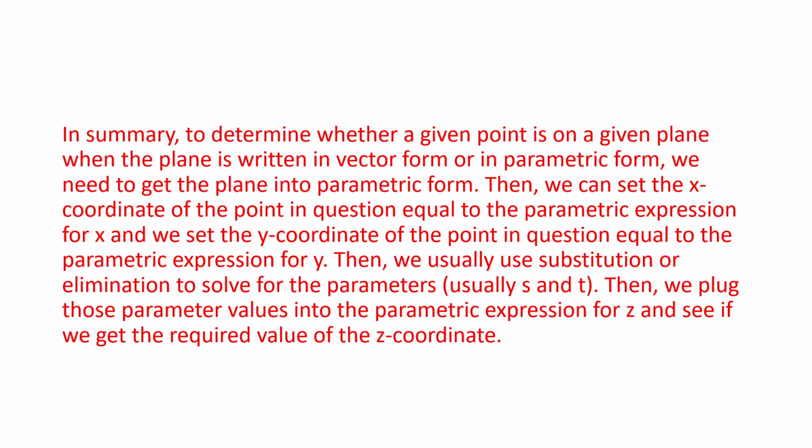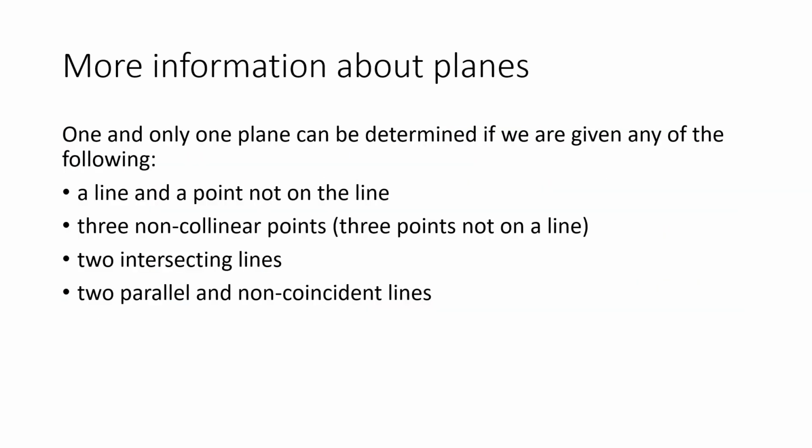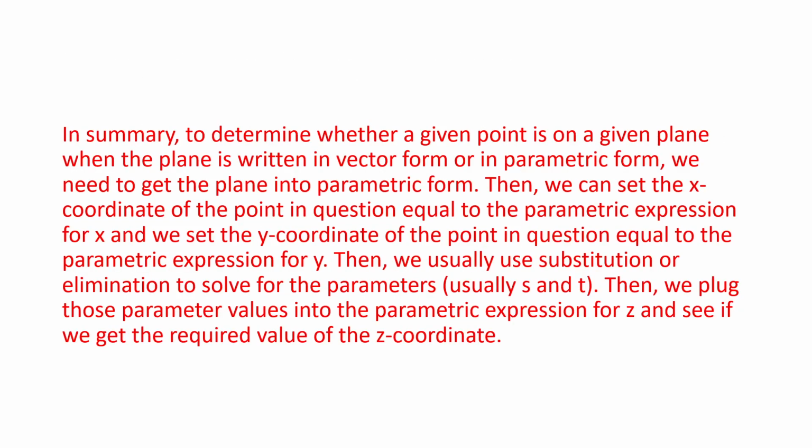So therefore the point (11, 2, 3) is not on the plane. So in summary, to determine whether a given point is on a given plane when the plane is written in vector form or parametric form, we need to get the plane into parametric form. Then we set the x-coordinate of the point in question equal to the parametric expression for x, and the y-coordinate of the point in question equal to the parametric expression for y. Then we usually use substitution or elimination to solve for the parameters, which are usually s and t. We plug those parameter values into the parametric expression for z and see if we get the required value of the z coordinate.